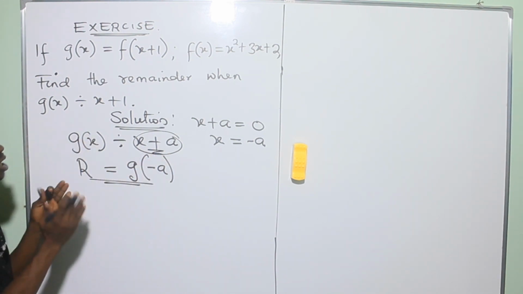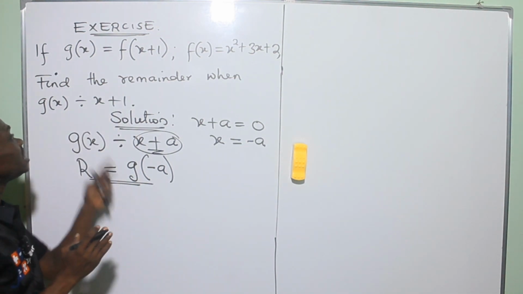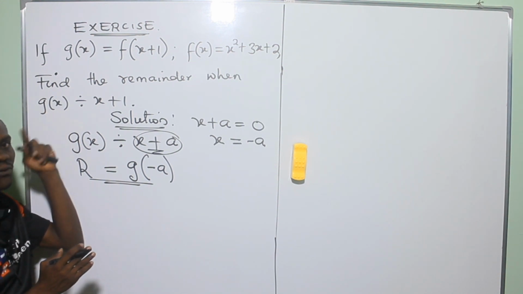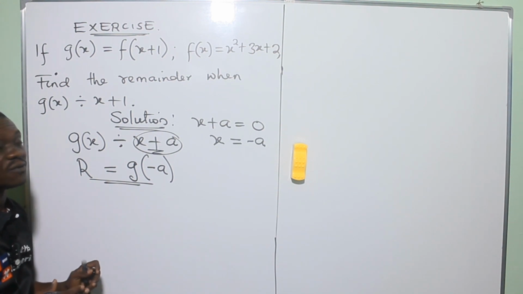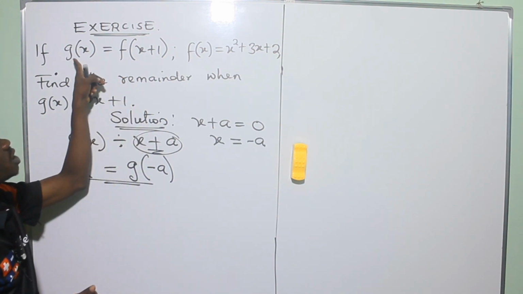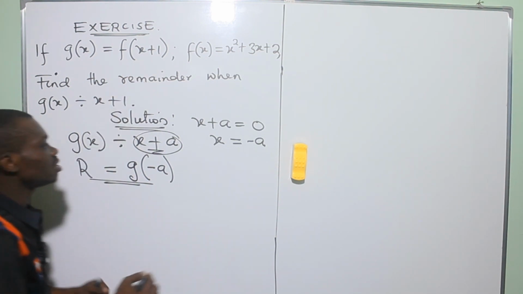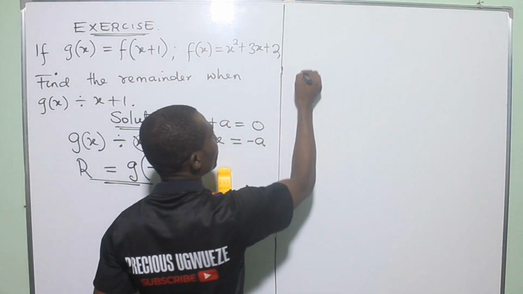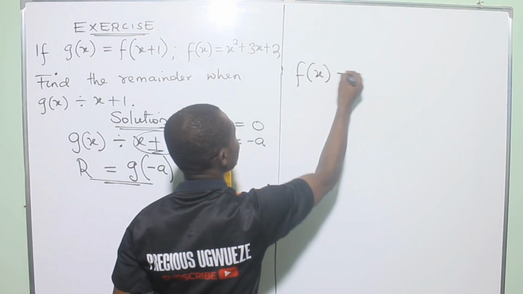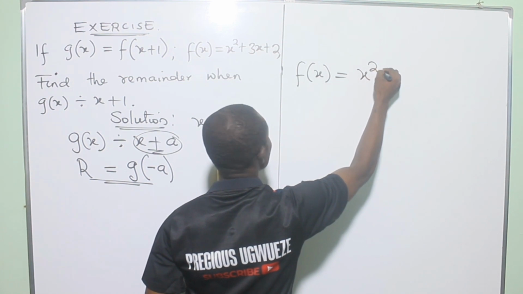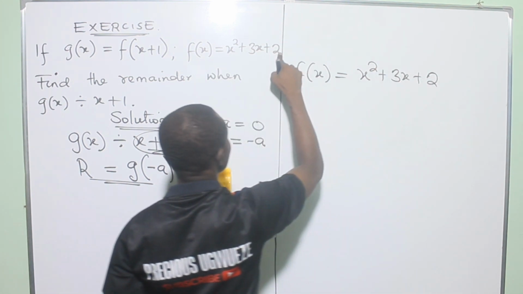Okay, so now it means that for us to be able to solve this, we will need the function called g of x. Remember, g of x is not given, it's only the f of x that is given. However, we are told that g of x is equal to f of x plus 1. So all I need to do then is to find the value of f of x plus 1. Meanwhile, my f of x is equal to x squared plus 3x plus 2.